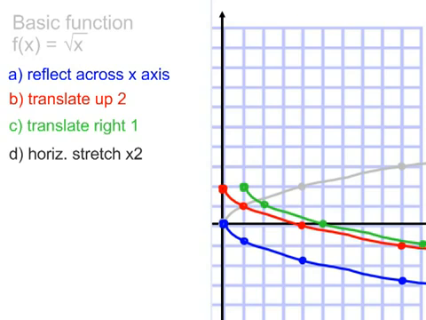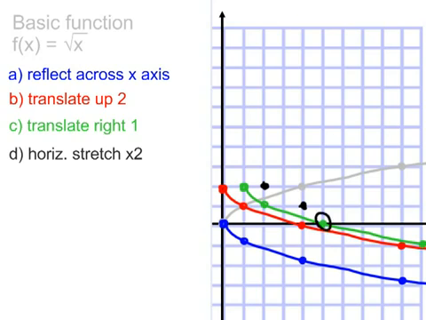When you horizontally or vertically stretch, you are always stretching with respect to the y-axis or the x-axis. In this case, this horizontal stretch by a factor of 2 means that, focusing on the green graph here, this point, which is currently a distance 1 away from the y-axis, needs to be stretched to a distance of 2 away from the y-axis. This point, which is currently a distance 2 from the y-axis, needs to stretch to a distance of 4 away from the y-axis. Notice that the y values are staying the same. It's only the x values that are doubling, that are being multiplied by a factor of 2.